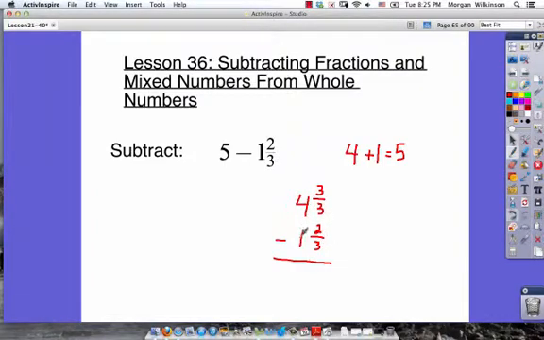So we've got 4 minus 1, that's 3. We've got 3 minus 2, that's 1. And our denominator in any subtraction problems with fractions is going to stay the same. So we get 3 as our denominator, and we've got our answer. Our answer must be 3 1/3. We're all done. We've successfully subtracted 1 2/3 from 5. Let's go ahead and look at another one.